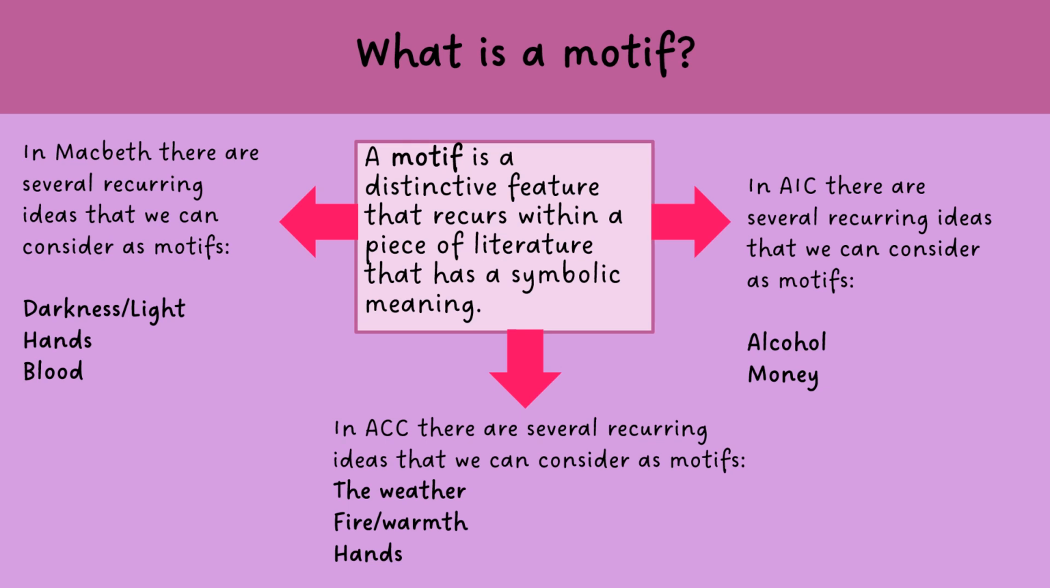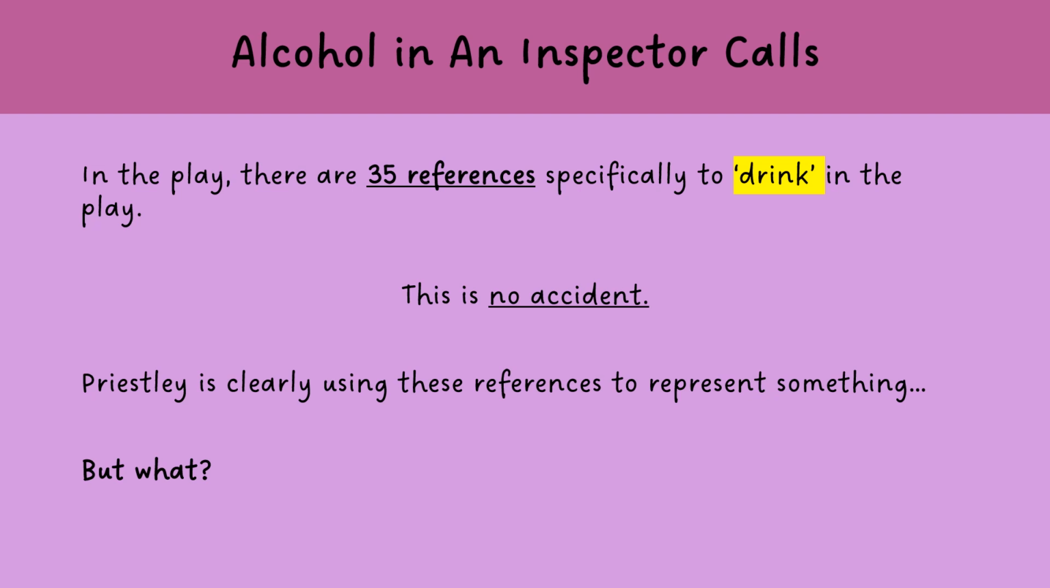And then for today's video, we're going to look at An Inspector Calls, and that is the recurring idea of alcohol, but we could also look at the recurring idea of money that is referenced throughout that play as well. So we've established that in An Inspector Calls, Priestley uses the motif of alcohol, and this is the idea that it's something that is recurring.